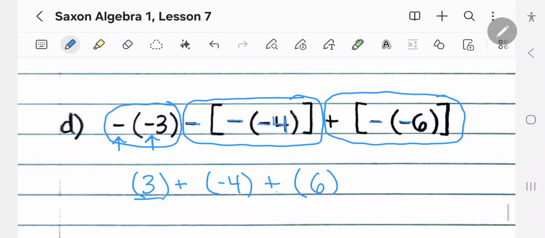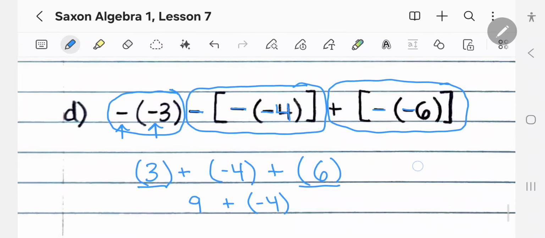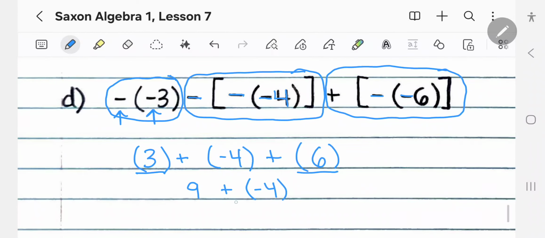Now I'm going to combine my positives, and I get 9, and bring down my negative, which is negative 4. I'm going to combine things that have different signs, so I subtract their absolute values, and I take the sign of the one with the largest absolute value, which is 9, and it's positive. So my answer is 5.